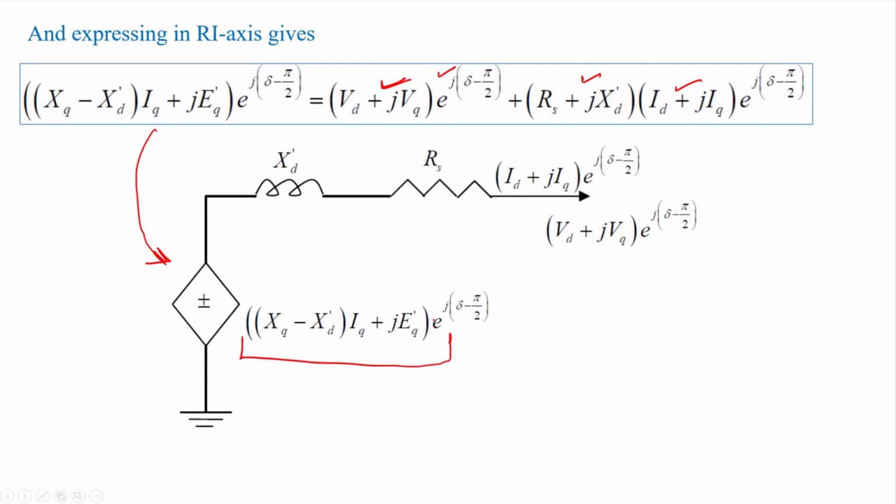This has two parts, in fact. One is your real part, the other is your imaginary part, and it is obviously multiplied with the conversion factor. This is the simplest model. You already know this model, you have already studied it. This is the classical model, and we call it the constant flux linkage model.